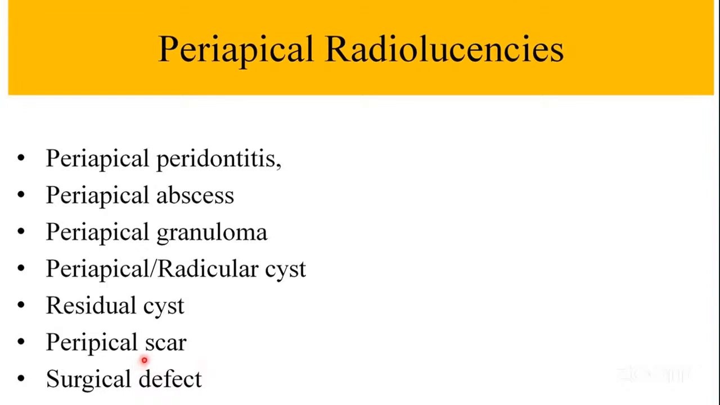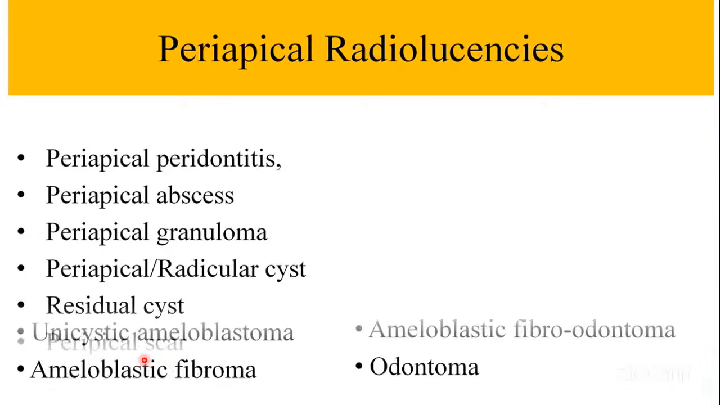Once a patient has an abscess or a cyst and you've given endodontic therapy, and after healing the radiolucency is still persistent, in such cases we call it a periapical scar. Surgical defects also. Okay, so these are the differential diagnoses for periapical radiolucencies.